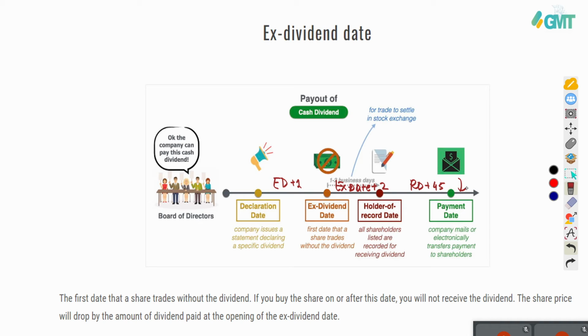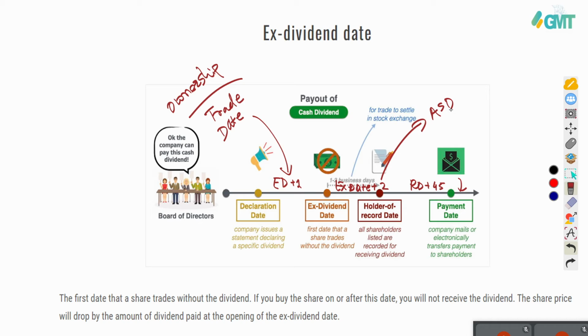Here, entitlement date you can call a trade date, and other names you can write down too: ownership date. Then record date, you can call it the actual settlement date, where the company will announce it.